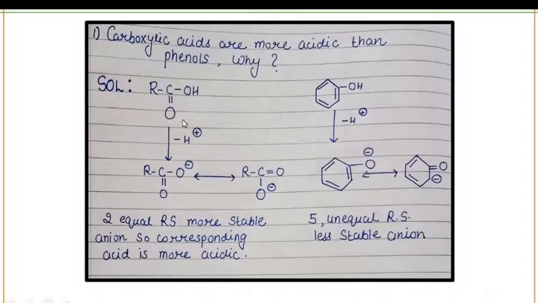As you can see here in the example, in the structure of carboxylic acid, the charge is conserved on the oxygen atom. It is fixed on the oxygen atom. While in the case of phenol, the charge is delocalized. That's why this is known as an unequal resonating structure, and unequal resonating structures are always less stable. That's why phenol is less acidic as compared to carboxylic acid. This is a very important question.